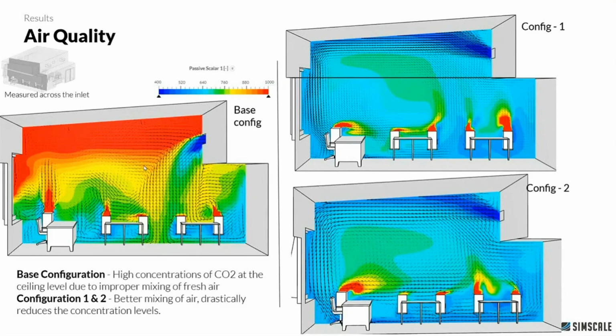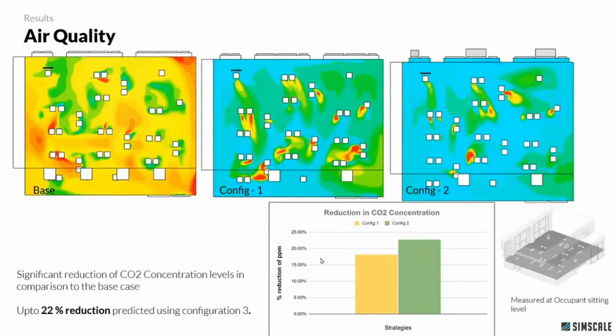comparing these three designs, you can already see that configuration 1 and configuration 2 have better mixing of air, and the fresh air that is coming from the HVAC supply takes away most of the concentration near the occupants and tries to put that to the outlet or through the window. Here is a good comparison between the air quality at the sitting level of the occupants.